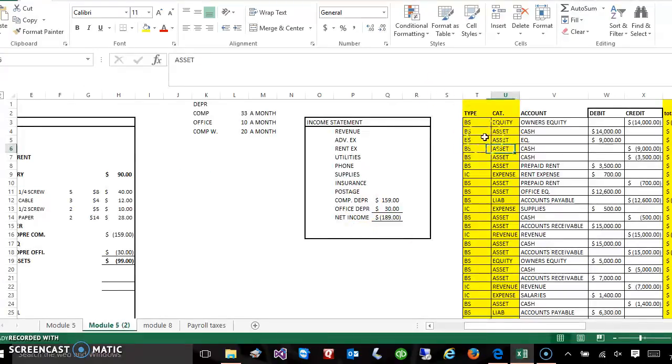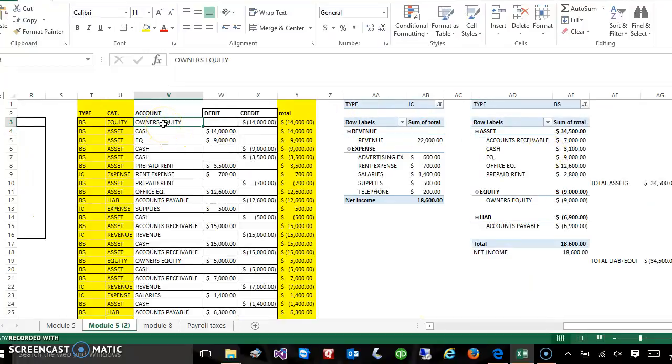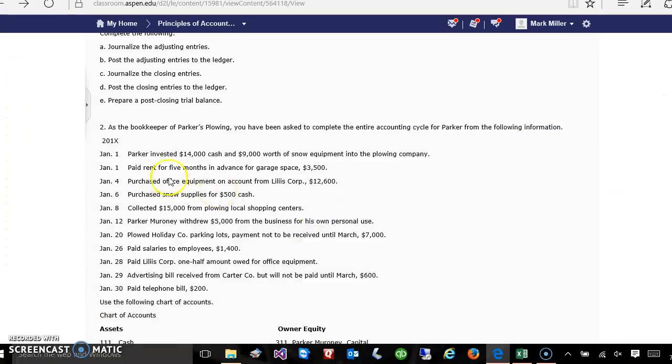So we can see here, typically with T accounts, it's a lot easier to do it in Excel. So owner's equity is a credit account that increases. So you will credit owner's equity and you will debit cash into the company because you put cash into your own company. Now for the equipment, you will debit $9,000 for equipment and credit cash for $9,000. And we'll go back here.